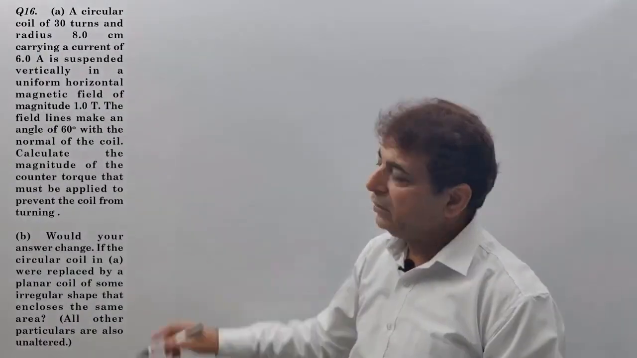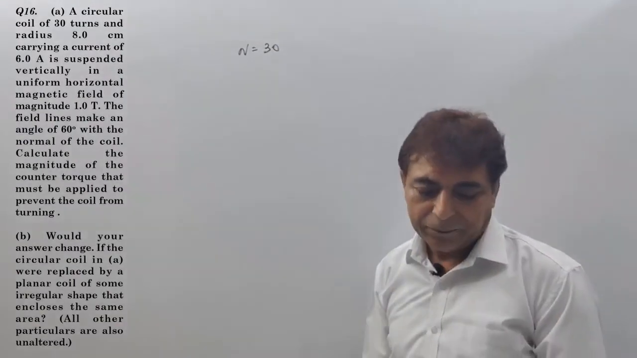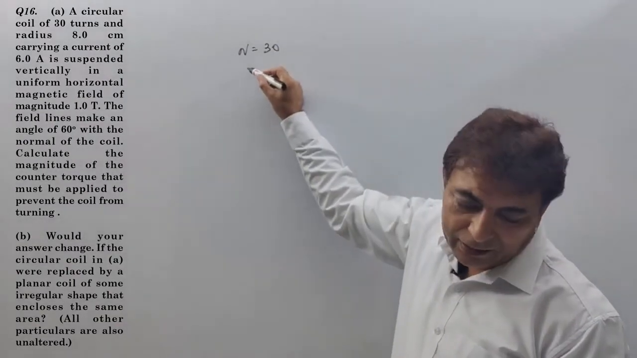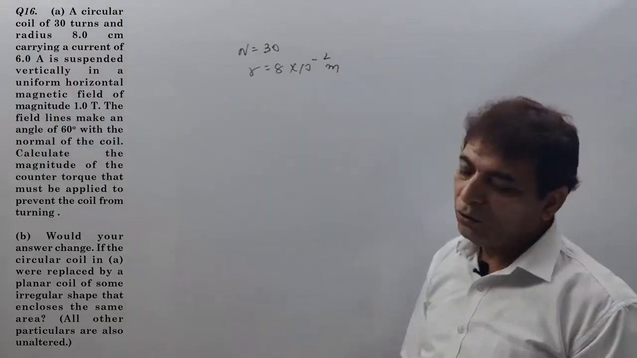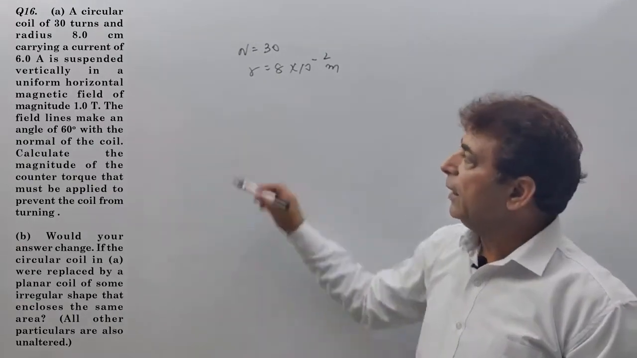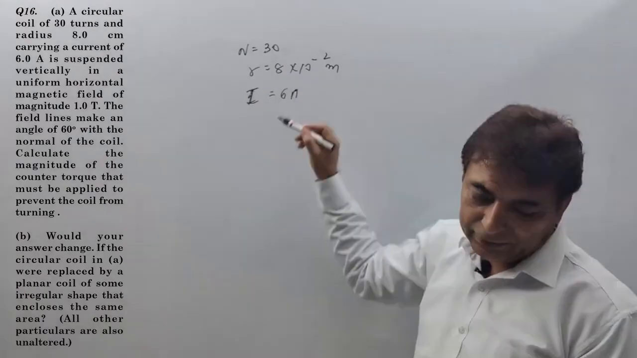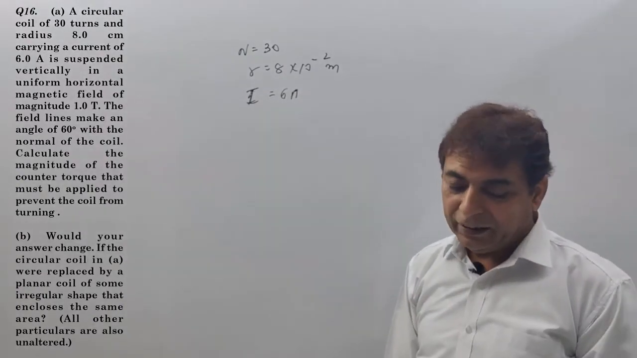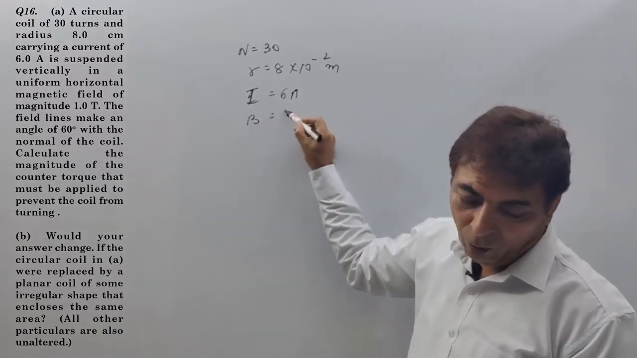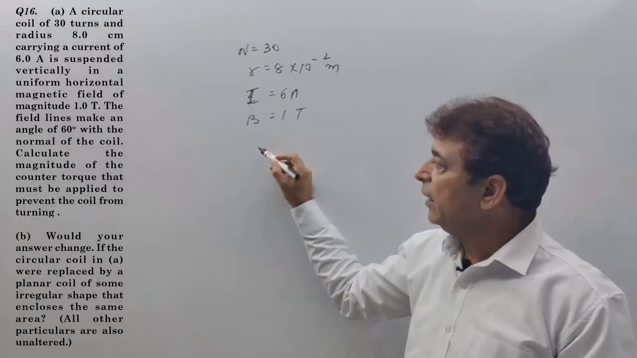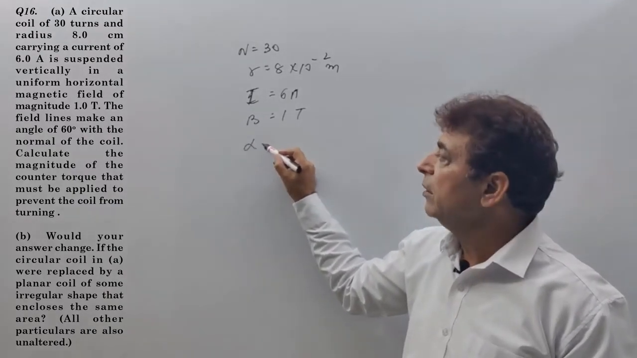A circular coil of 30 turns and radius 8 centimeter (8 × 10^-2 meter), carrying a current of 6 ampere, is suspended vertically in a uniform magnetic field of magnitude 1 Tesla. The field lines make an angle of 60 degrees with the normal of the coil.